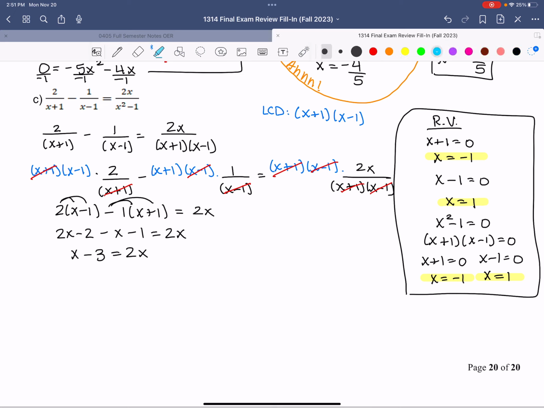So if I combine my like terms, I get 2x and -x, and then -2 and -1, right? So that's just 1x and then minus 3. All right, and then I'm going to subtract x over. So we get -3 equals 2x minus 1x. It's just x. So I get x equals -3, and now I check, and it turns out it is not a restricted value, so that is my solution. All right.